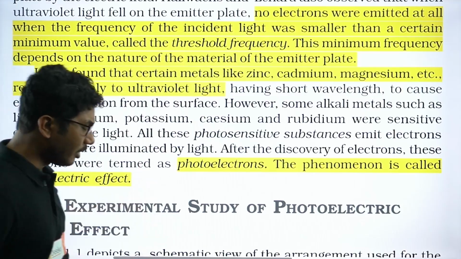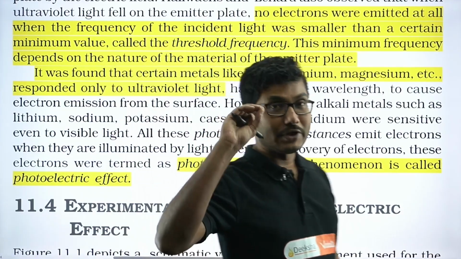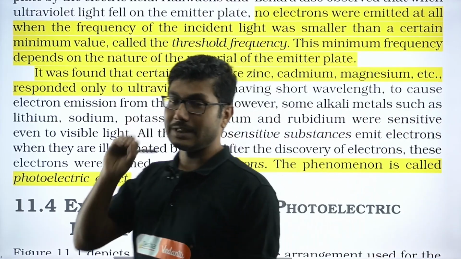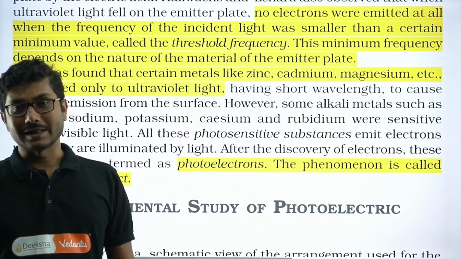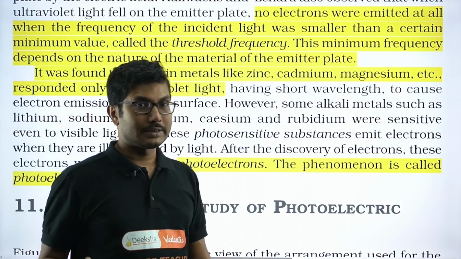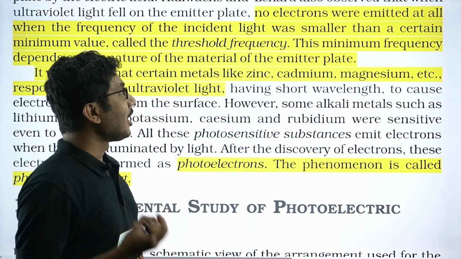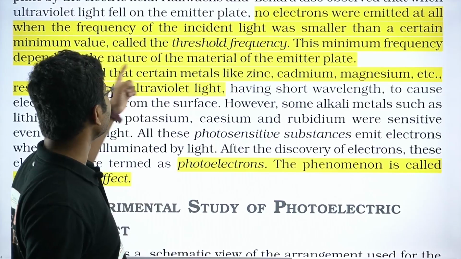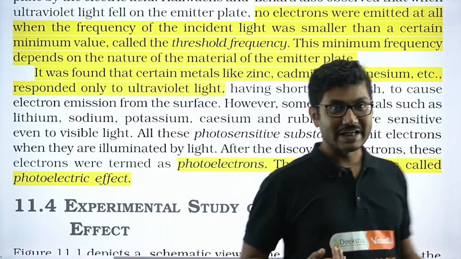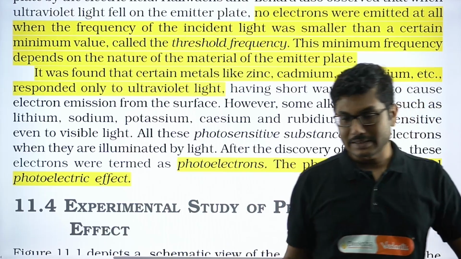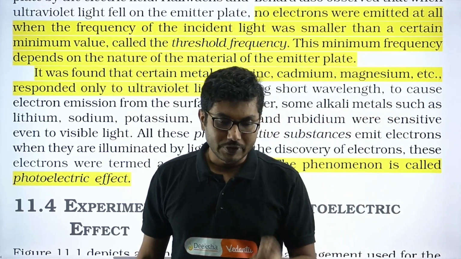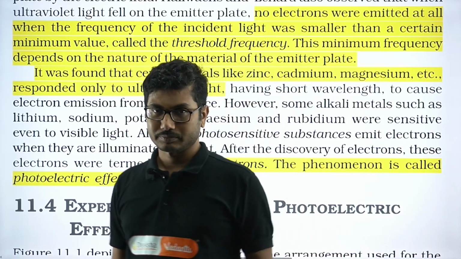First of all, frequency is important, not the intensity. If the frequency of the incident light is less than a certain minimum value, then no electrons get emitted. And the minimum frequency depends on the nature of the material of the emitter plate. For example, if you are using zinc, or some other material, say iron, the frequency required will also vary.